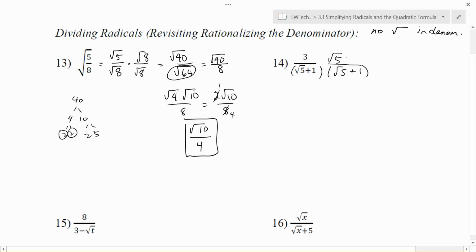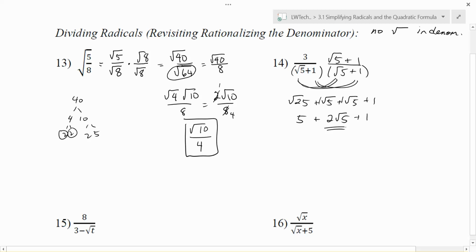Well, that seems pretty reasonable. However, if you do your FOIL here, notice we're going to get the square root of 25, which is a perfect square. That's good. Plus radical 5, plus another radical 5, plus 1 on the bottom. And when we do that, we end up with the square root of 25 is 5, radical 5 plus radical 5, 1 plus 1 is 2 radical 5. Remember, same root, so we add the numbers that are in front, plus 1.